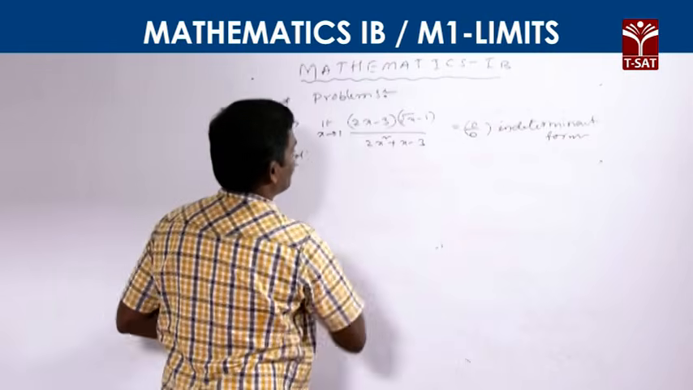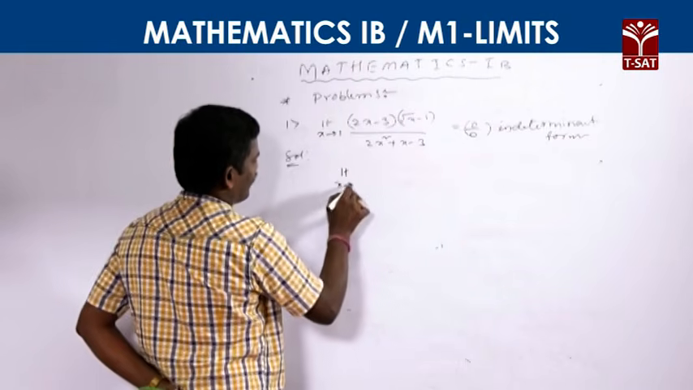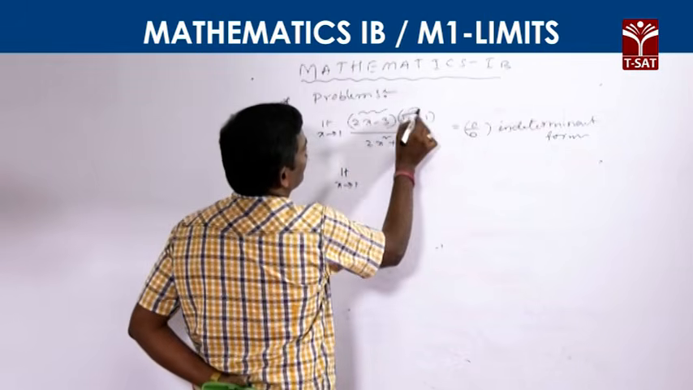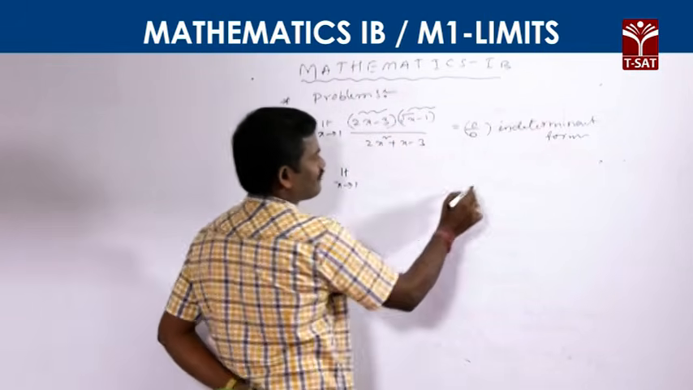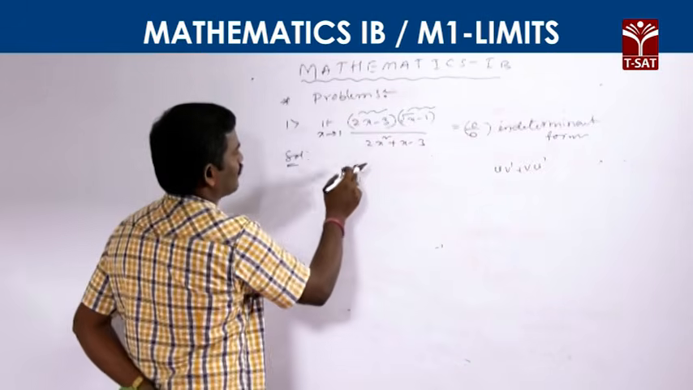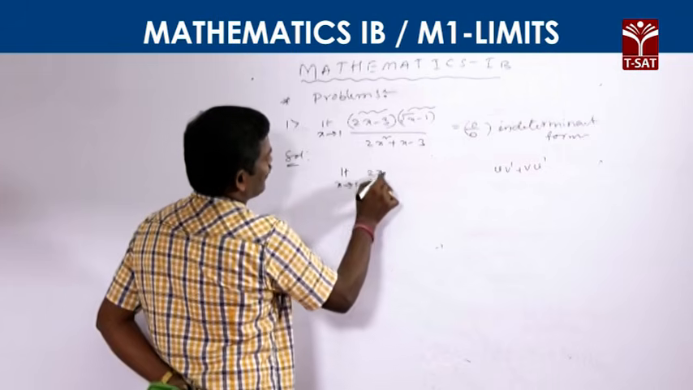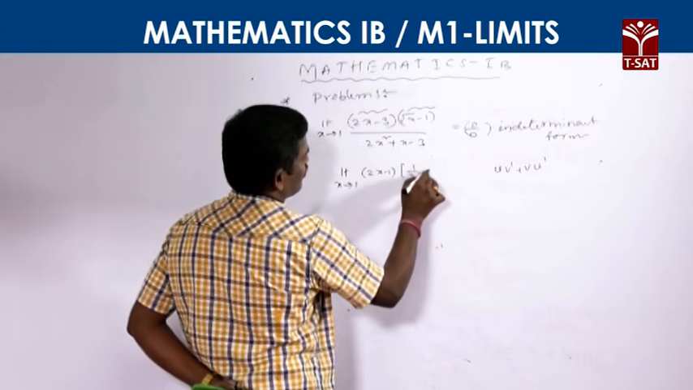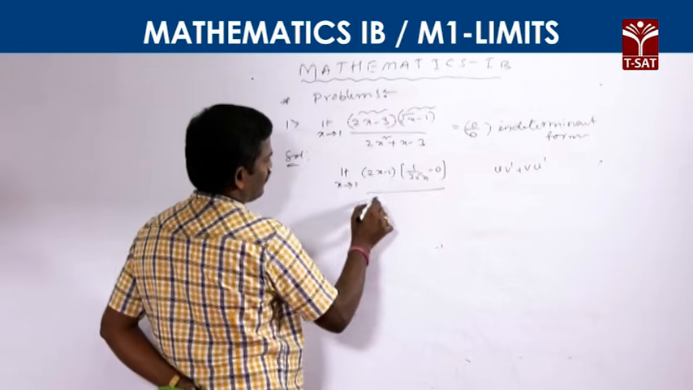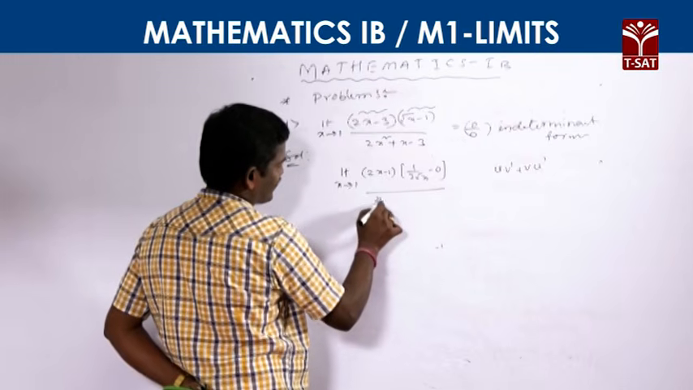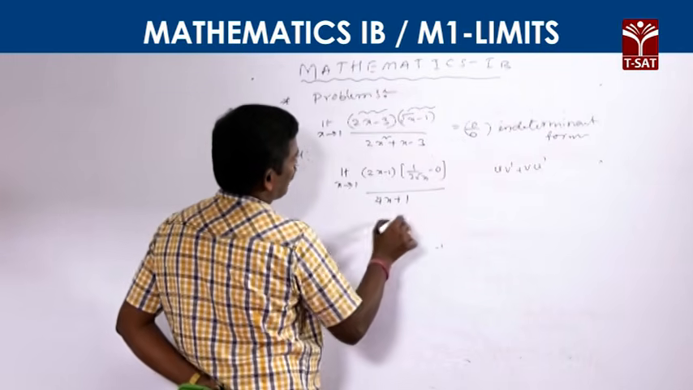So what is L'Hospital rule? Same limit extends to 1, f dash of x. Here this is a u v differentiation. So the u v differentiation formula is u v dash plus v u dash. So we do that in the numerator: 2x minus 1 into the derivative of this, which is 1 by 2 root x, minus 0, by the derivative of x square, which is 2, already there, 4x plus 1.